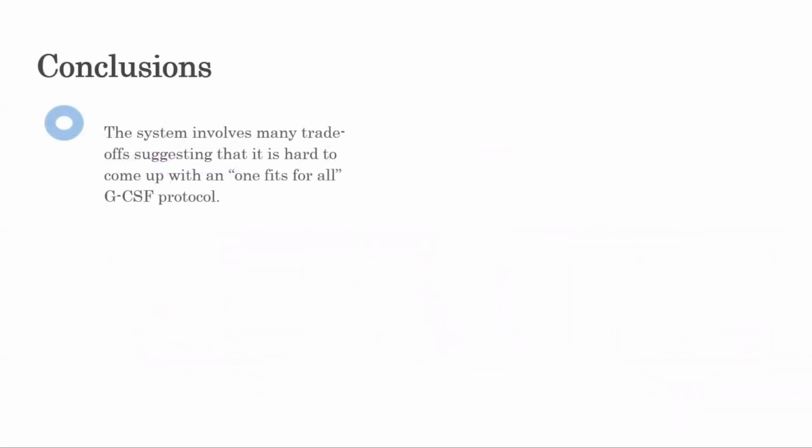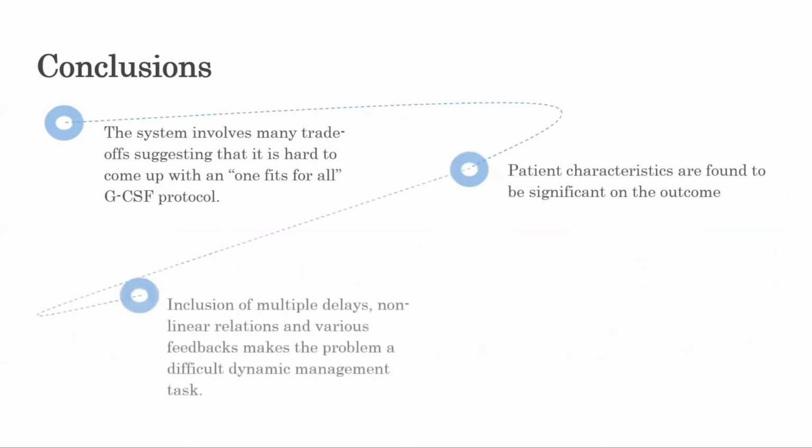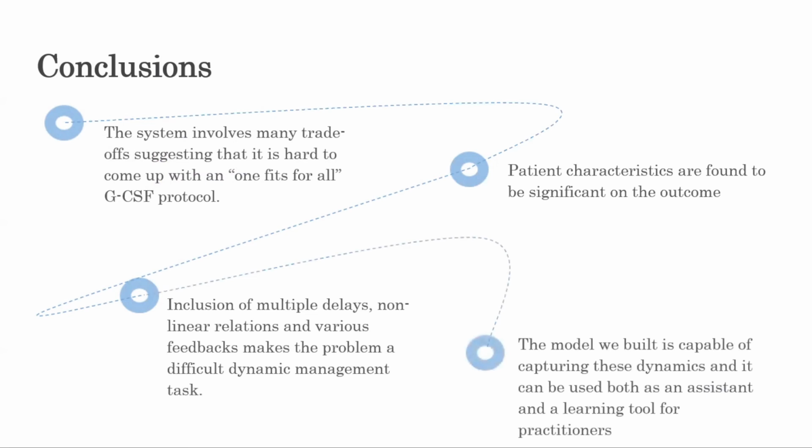All in all, the system involves many trade-offs, suggesting that it is hard to come up with a one-fits-all G-CSF protocol. From different simulation experiments, patient characteristics are found to be significant on the outcome. Inclusion of multiple delays, nonlinear relations, and various feedbacks makes the problem a difficult dynamic management task and makes it harder to solve with a static perspective. The model we built is capable of capturing these dynamics, and it can be used both as an assistant and a learning tool for practitioners.